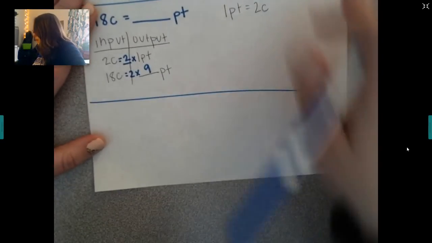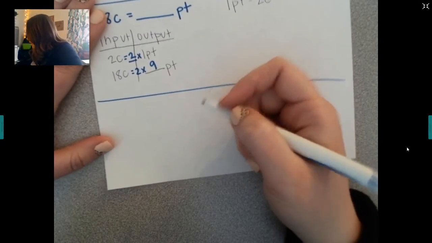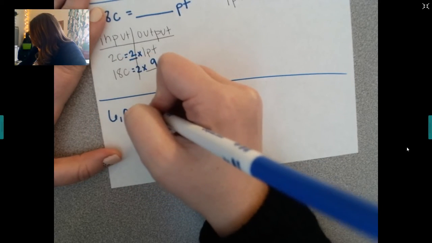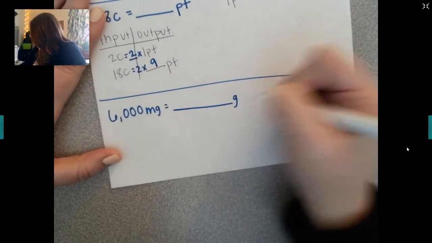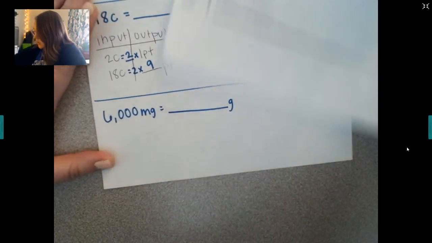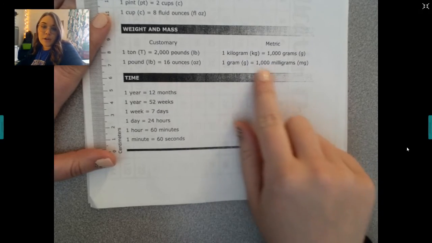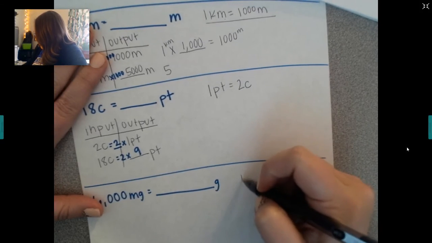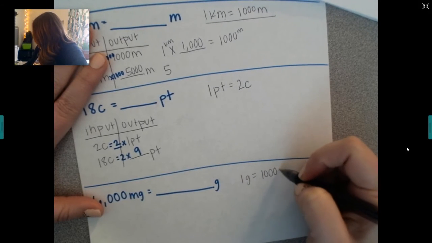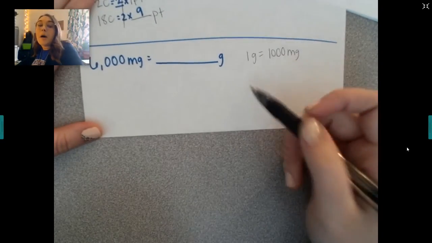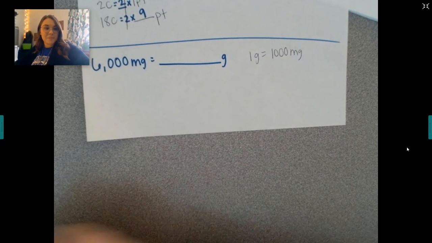All right. So we're going to do one more, and it is going to be 6,000 milligrams equals how many grams? So I'm going to look on here, and I notice there's no milligrams to grams, but there is grams and milligrams right here. It doesn't matter the order. So 1 gram equals 1,000 milligrams. Okay, so I want you to pause the video and solve this problem.